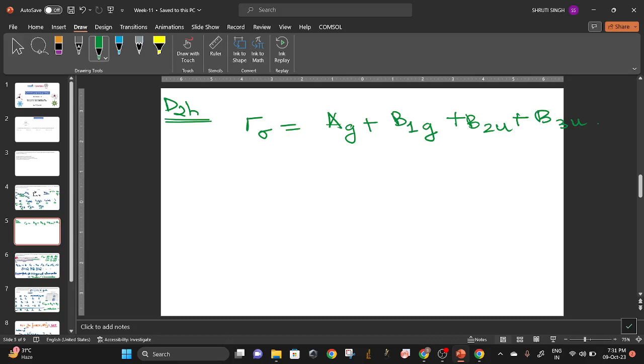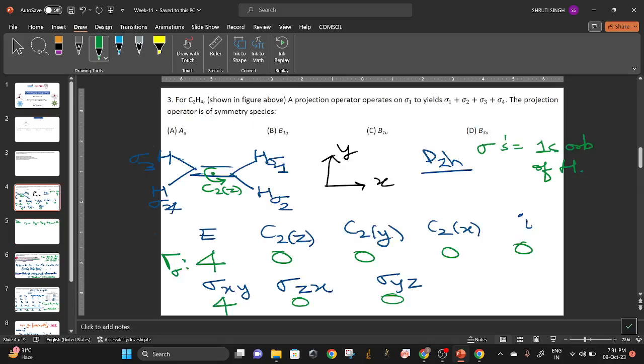Now, in order to prepare the SALCs using these sigmas, SALC means symmetry adapted linear combination, and we make SALCs using the side atoms. So here the central atoms are these carbons, but the SALCs we are making using the hydrogen atomic orbitals. So this is SALC, symmetry adapted linear combination.